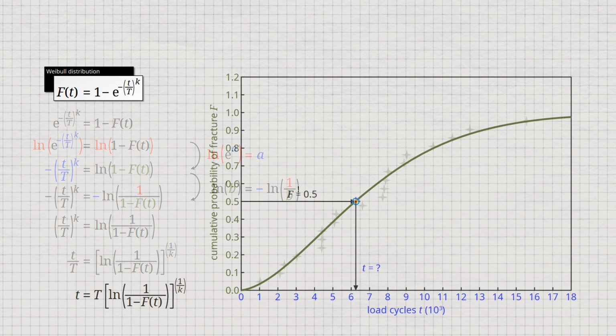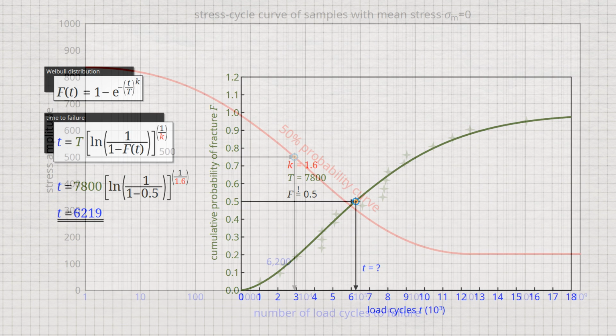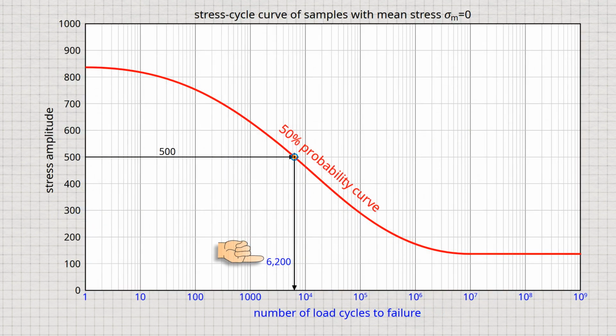With this formula, we can now determine the number of load cycles for a certain probability of failure. If we assume the above-mentioned fracture probability of 50%, we obtain 6,219 load cycles. This fracture probability of 50% then ultimately serves as the value for the point on the Wöhler curve.